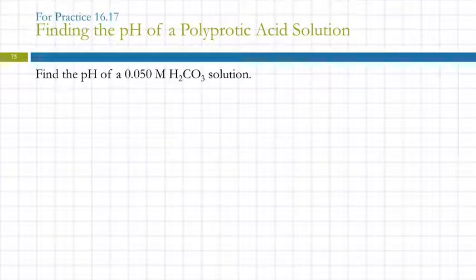Okay, so find the pH of a 0.050 molar carbonic acid solution. Nope, I didn't give myself the Kas. I'm going to go back and look it up.